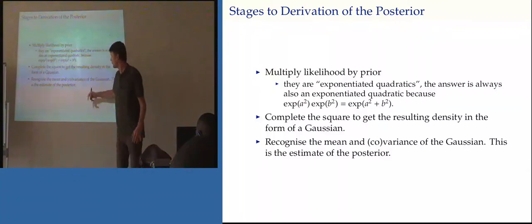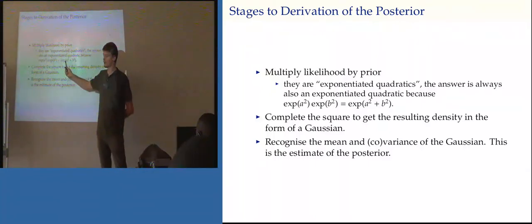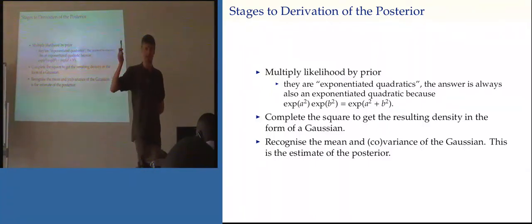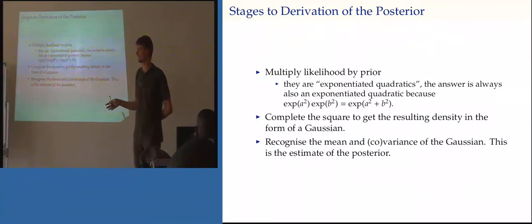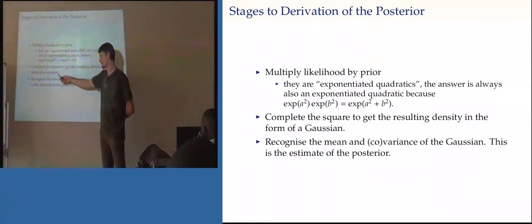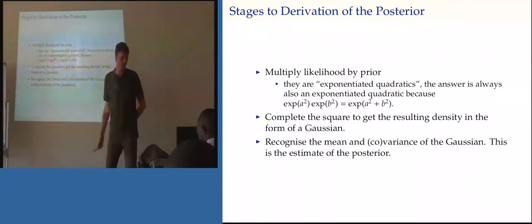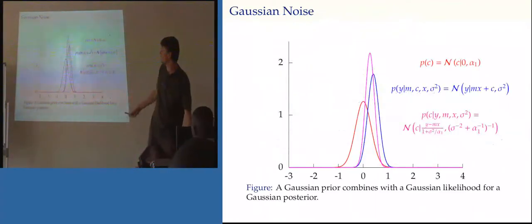So, multiply likelihood by prior. I like to call the functional forms these exponentiated quadratics because that's what they are, and it avoids the confusion. Gaussians appear all the time, and so the normalized exponentiated quadratic is then a Gaussian. So you do the multiplication, and then you need to renormalize.